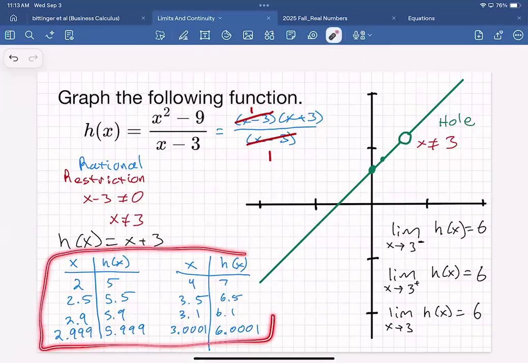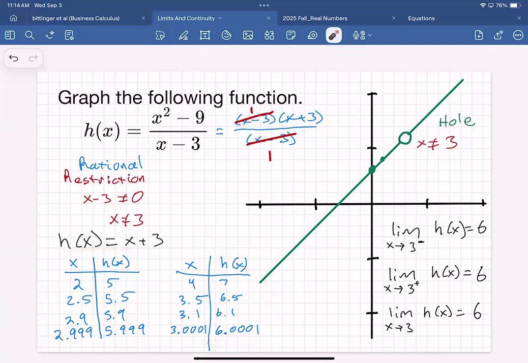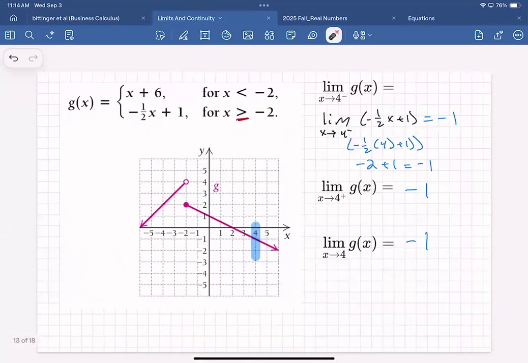You could plug in, but a table approach would be the way we want to do that, right? Not actually plug in -2, but let's use values around -2 to see what happens as I get closer, right? Now here, this one's a little bit tougher since it's a piecewise function, right? So we couldn't necessarily jump to the direct substitution part.